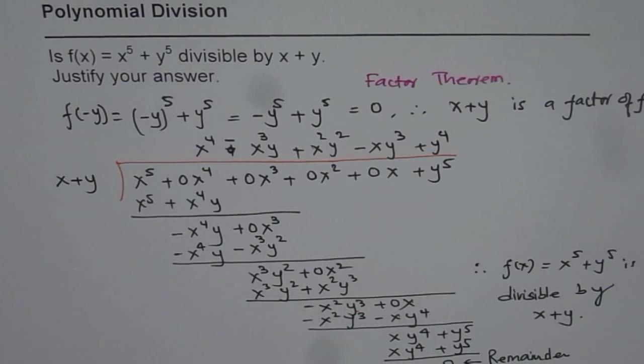I hope the process is absolutely clear. So those of you who know the factor theorem can straight away write down the answer in one statement. And those who haven't learned it so far need to show the division part and check if the remainder is 0 or not. If the remainder is 0, then x plus y is a factor, right? And the function is divisible by x plus y. I hope that is absolutely clear.